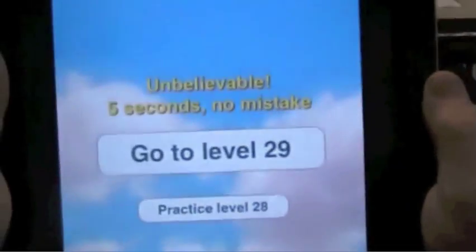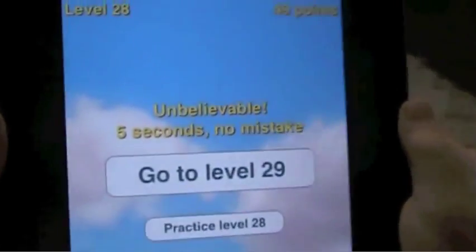Let's see. Holy cow, that was fast and really good. Nice job. You got 5 seconds, no mistakes, but it's on level 28. I know, that's great.